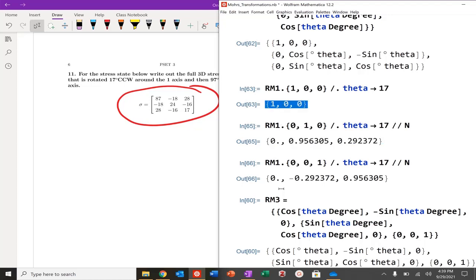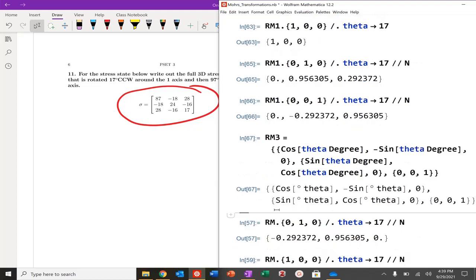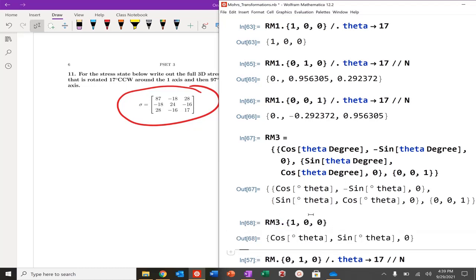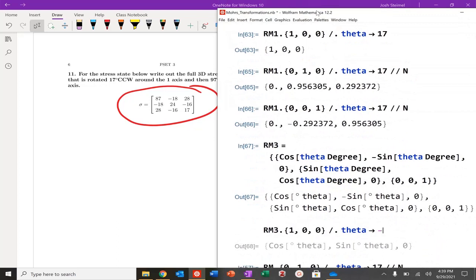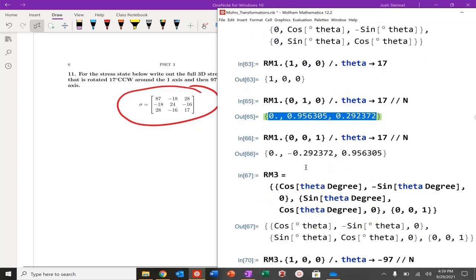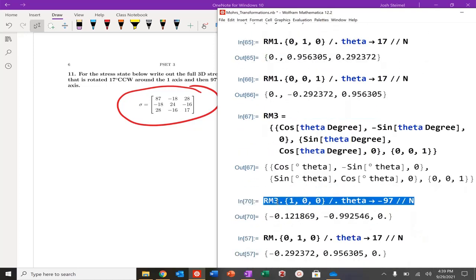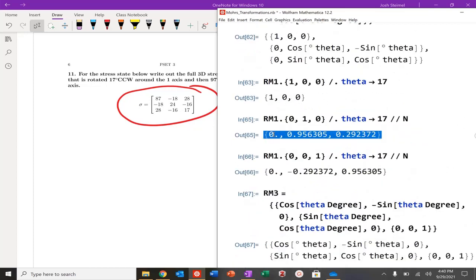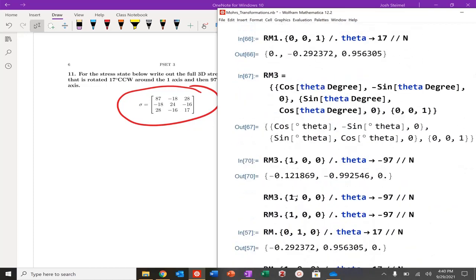I'm going to take this and also rotate it now in the next direction. So I'm going to do my RM3 dot 1, 0, 0, slash dot, theta goes to, now we're 97 degrees clockwise, so I'm going to do minus 97, and that will be my values here. I'm going to do the same thing, copy this a couple more times. So 1, 2.